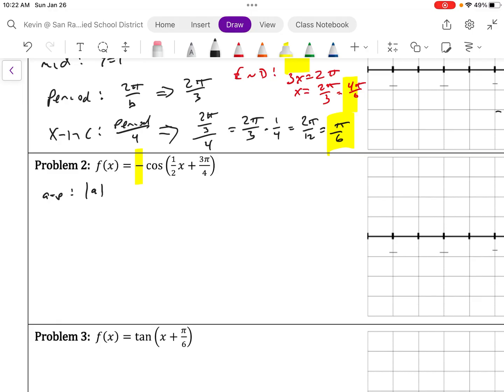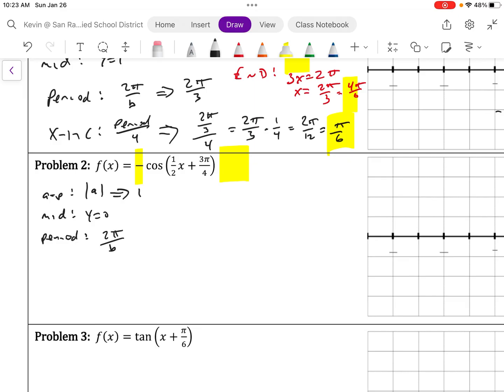But let's get our key pieces here. Our amplitude, right? Amplitude is the absolute value of A, so it's not -1. Our amplitude is 1. Next thing is our mid, and there's nothing here, so our mid is y equals 0.